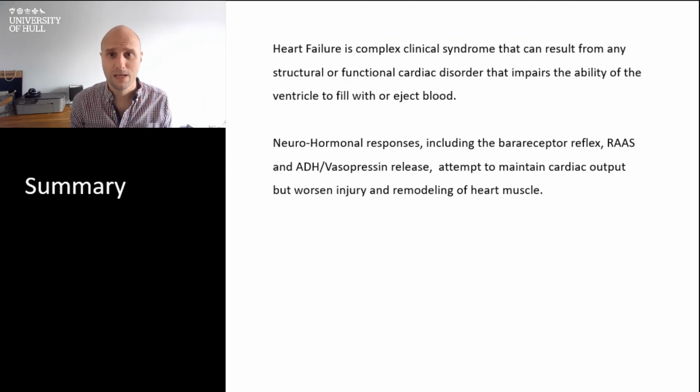So in summary, heart failure is a complex clinical syndrome that can result from any structural or functional cardiac disorder that impairs the ability of the ventricle to fill with or eject blood. Neurohormonal responses including the baroreceptor reflex, the renin-angiotensin aldosterone system, and the antidiuretic vasopressin release, whilst attempting to maintain cardiac output, will actually worsen injury and cause further remodeling of the heart, and we get stuck in this cycle where heart failure progressively gets worse over time.